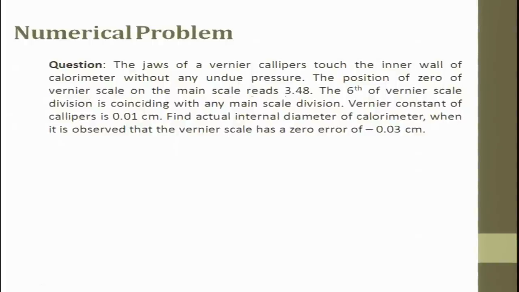The position of the 0 of the vernier scale on the main scale reading is 3.48. The sixth vernier scale division is coinciding with a main scale division. Vernier constant of the caliper is 0.01 centimeter. Find the actual internal diameter of the calorimeter when it is observed that the vernier scale has a zero error of minus 0.03 centimeter. That means to say there is an instrumental error over a period of time, wear and tear has happened. So, they figure out there is an error of minus 0.03. So, now let us try to solve the problem.